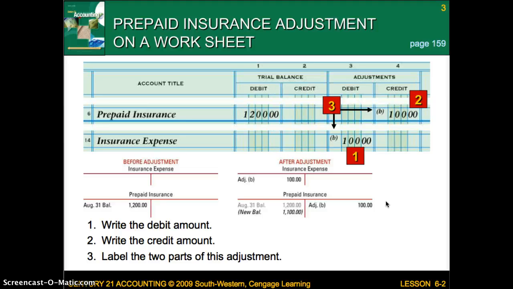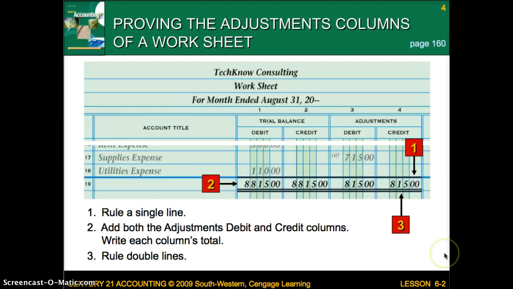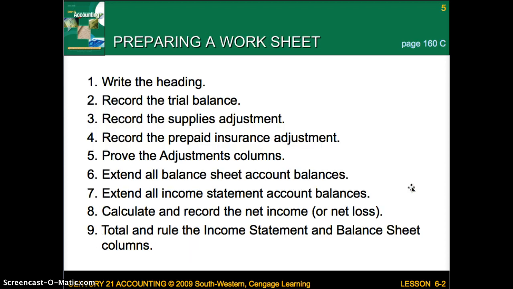Think about, again, just like supplies, you have this pile of insurance. You've used a little bit of it, and so they'll tell you what's remaining, that $1,100, and whatever you've used, the difference, will be debited to insurance expense and credited to prepaid insurance. Proving the adjustments: you need to rule a single line, then you need to add up the adjustment column for the debit side and the credit side, and those two things should match. Underneath, you can rule a double line.